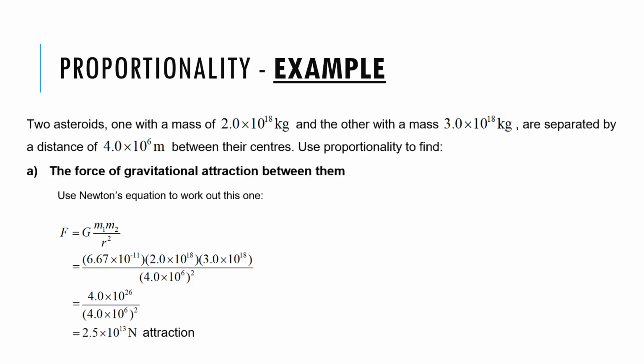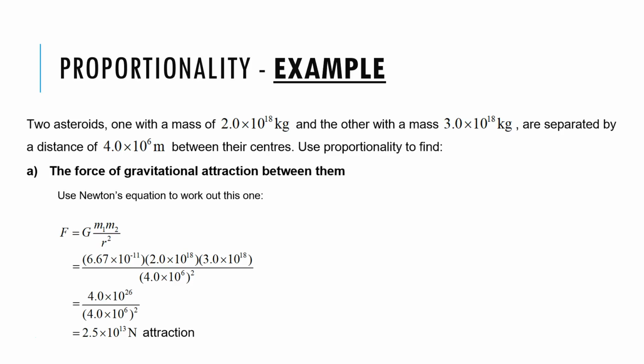So let's have a look at the first part. For the first part, we have to use the formula, right? So we just stick the numbers into the formula, and we get an attraction force of 2.5 times 10 to the power of 13 newtons. So for each of the subsequent parts, that's our original force that we then modify using proportionality.